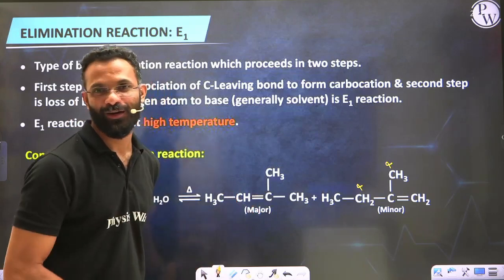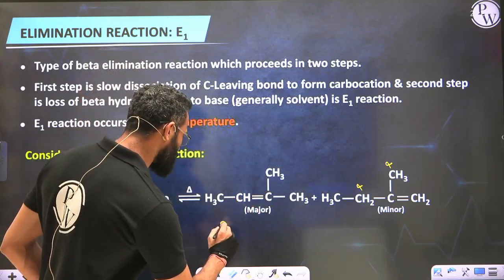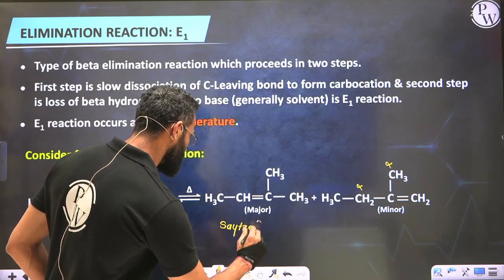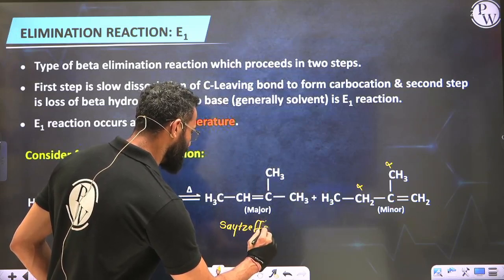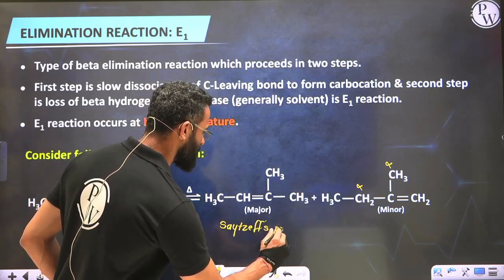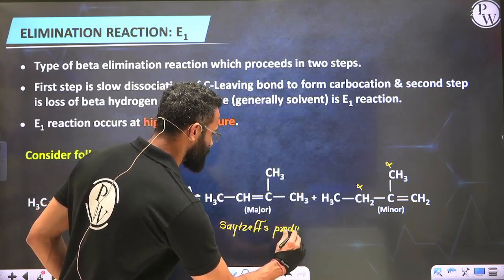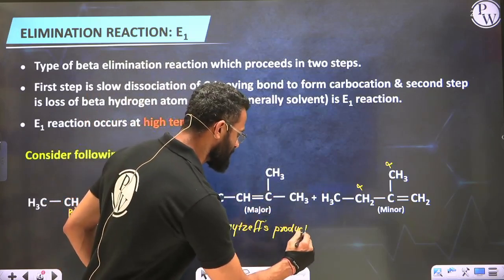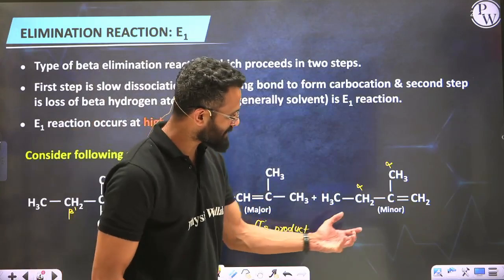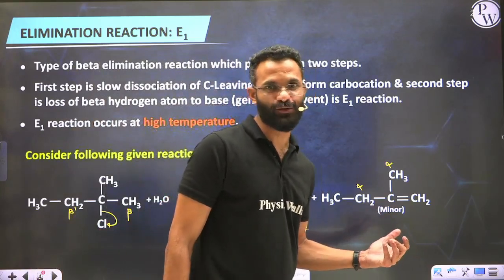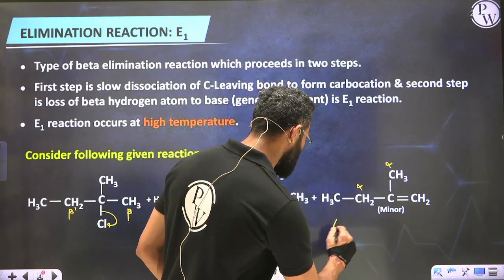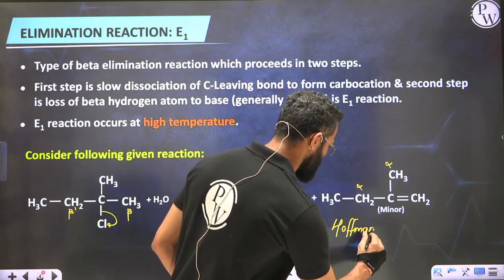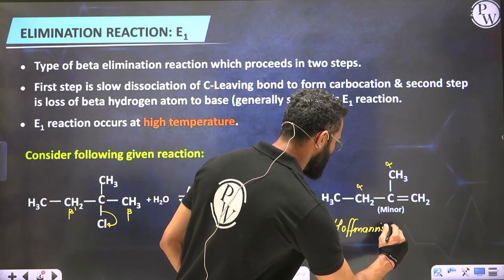And let me tell you, the more stable alkene is also referred to as the Saytzeff elimination product. So you can simply call it the Saytzeff product. Sometimes it is also known as the Zaitsev product as well. Saytzeff or Zaitsev. On the other hand, the less stable alkene which is obtained as a minor product is known as the Hofmann elimination product. So this is Hofmann's elimination product.